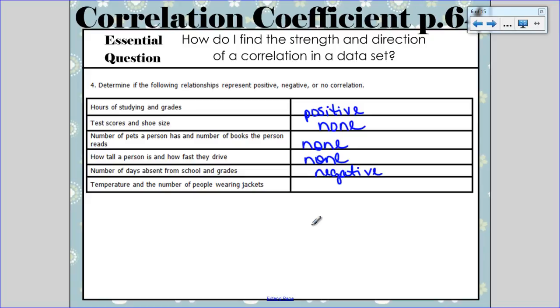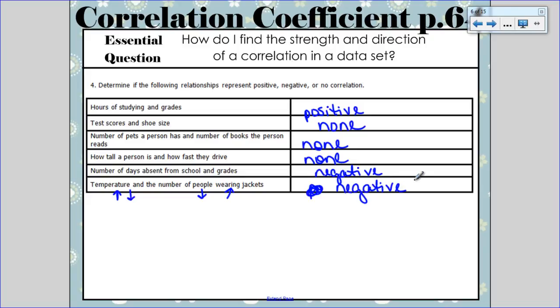And then temperature and the number of people wearing jackets. There's a couple of ways to look at this. You can say that as the temperature gets warmer, fewer people wear jackets. So one goes up and the other goes down. Or as the temperature gets colder, more people wear jackets. Either way, they're doing opposite things. Never ever are the temperature and the number of people wearing jackets moving in the same direction. As it gets colder, you don't have fewer people wearing jackets. That would just be weird. So this one has a negative relationship, because as one increases, the other decreases.